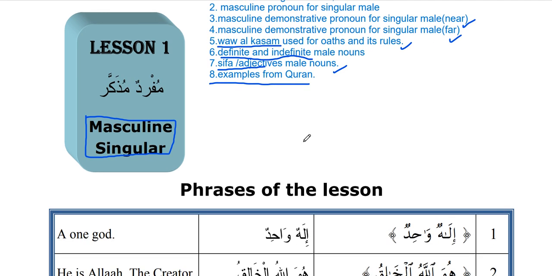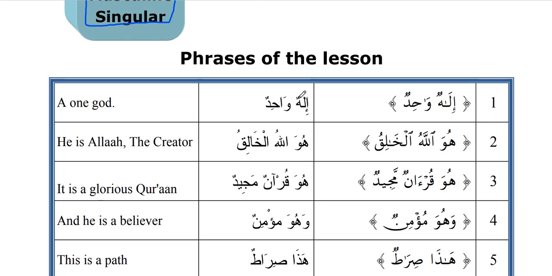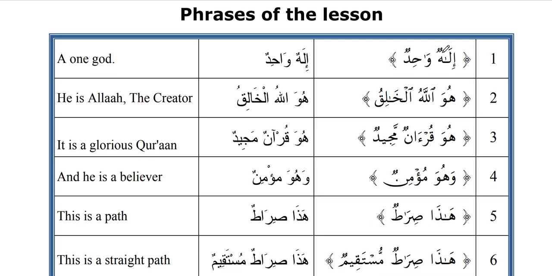Before the lesson starts, there are some phrases here from the Quran, but this is not a full ayah, just a part of an ayah, just to make you understand the Dhamma or the masculine nouns, how it is. And it's given with the translation and with the normal Arabic, standard Arabic script, and this is Quranic script in the brackets. So let's go on from ayah number 1, or the example or the phrase number 1.